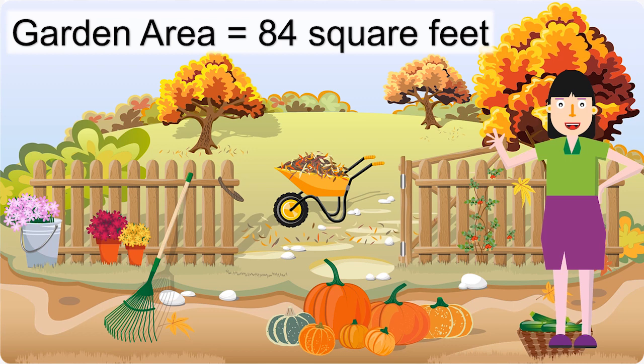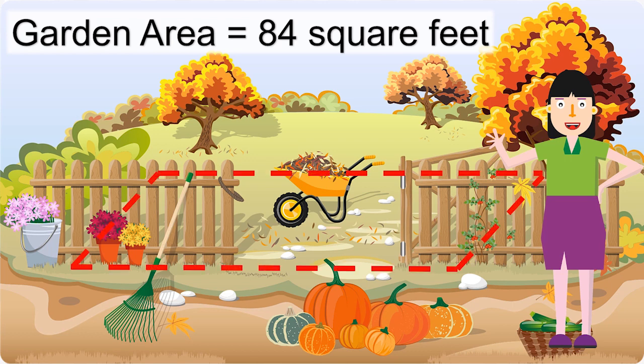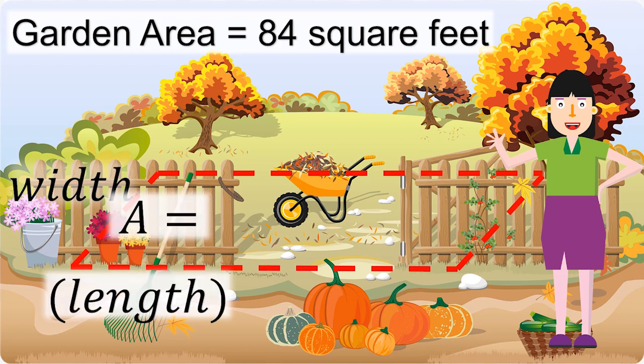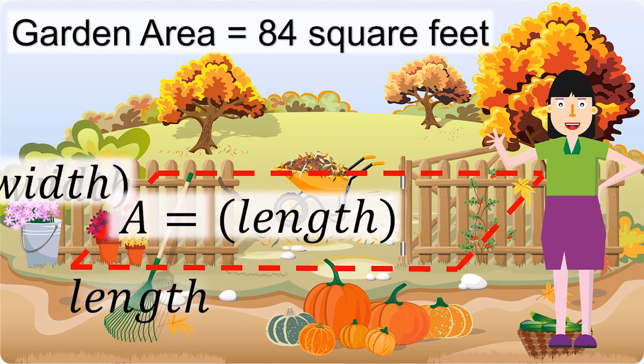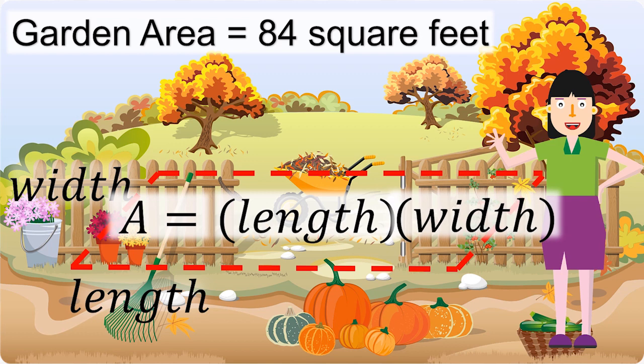This problem wants us to find the length and the width of a rectangular garden that will fit in an area of 84 square feet. Before trying to solve the problem, let us try to remember the formula for finding the area of a rectangle. Can you still remember it? Awesome! For a rectangle, its area is equal to the length times the width. Now, we are ready to solve the problem.